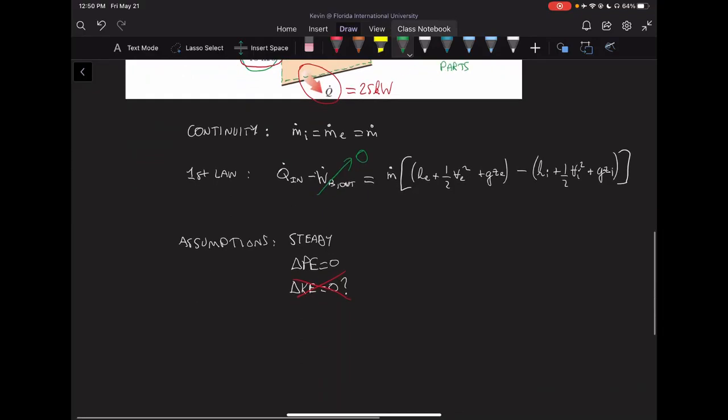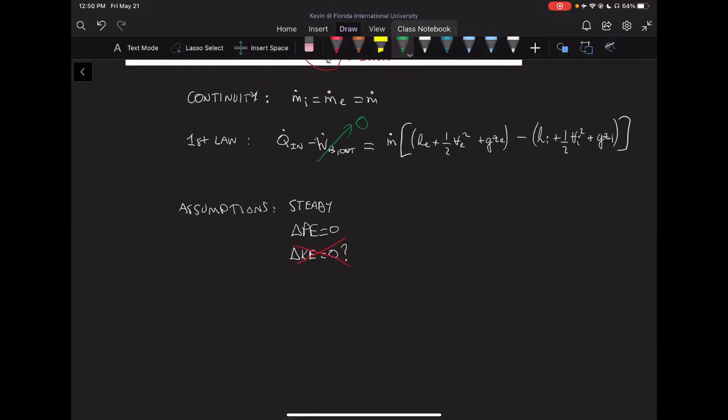So we can simplify our above equation to say Q dot in is equal to m dot multiplied by (HE plus 1/2 VE squared), that's our first term, minus (HI plus 1/2 VI squared).